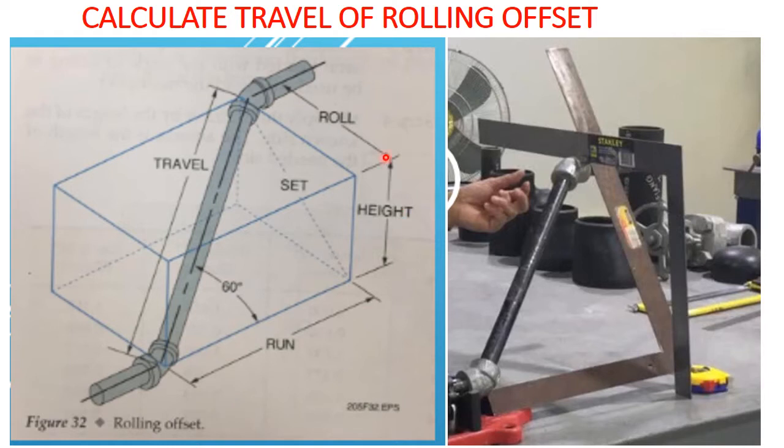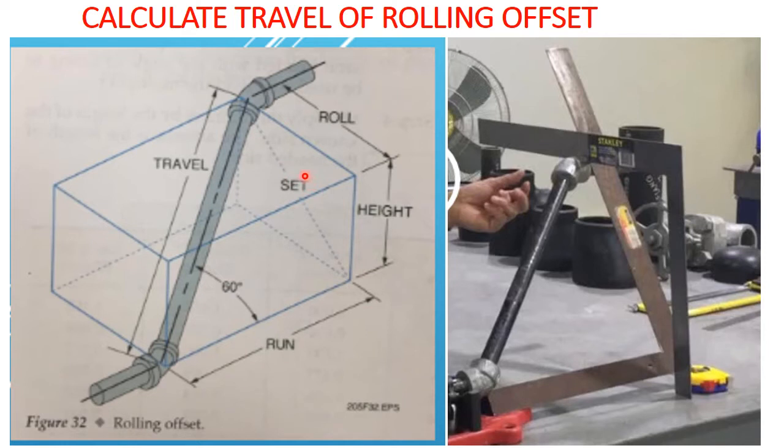Now from here to here, this is called roll. From here to here, this is called height. From here to here, this is called run. From this position to this position is called set.